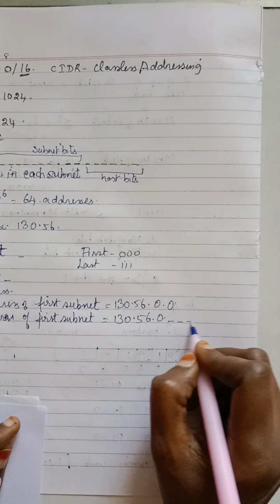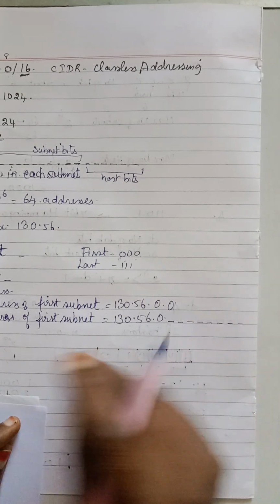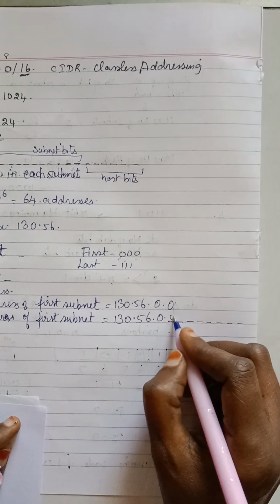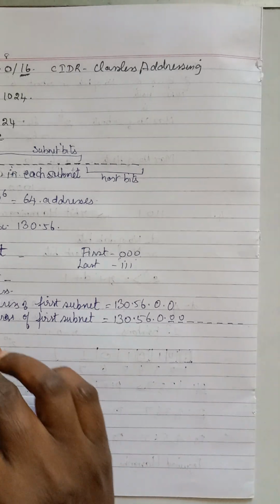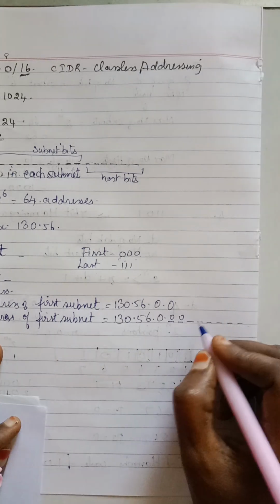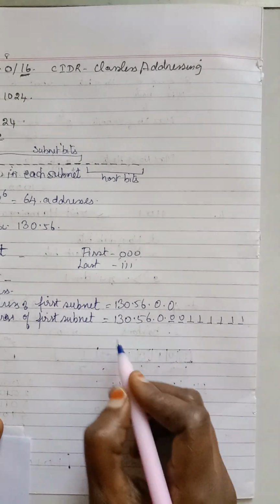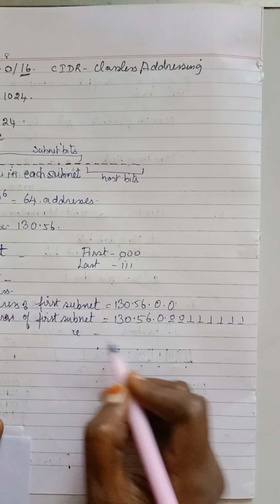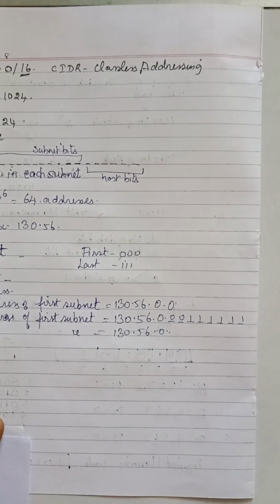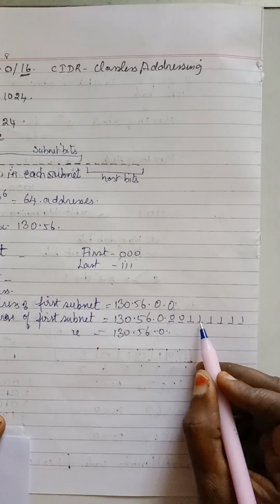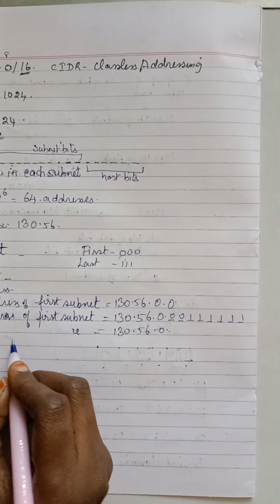Next, 2 bits, 1 2 3 4 5 6 7 8. Of these, two are subnet bits. Because it is the first subnet, these two bits will be 0. Now the next 6 bits will be what? It will be 1, because this is the last address. So 1 2 3 4 5 6, here it will be 1. So this value will be 130.56.0 then 111111. So what will be this value? You can find out this value.